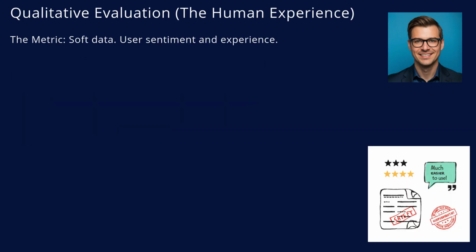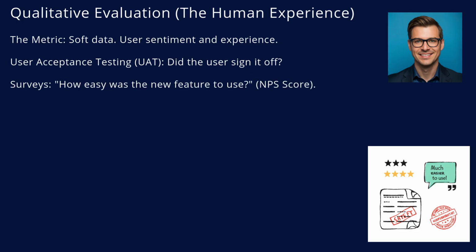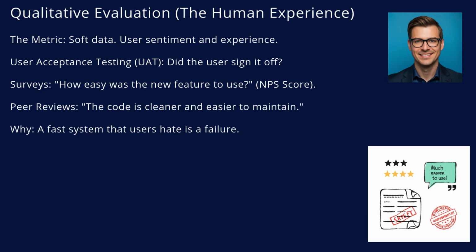Next is qualitative evaluation. Software is used by humans, so we must measure the human experience. This involves user acceptance testing, UAT. Did the client actually say, yes, this works? It involves surveys. You might ask users to rate the new feature. It involves peer reviews. A senior engineer telling you, this code is much easier to maintain, is a valid qualitative evaluation outcome. Remember, a system can be technically perfect, super fast and secure, but if users hate the interface, it is a project failure. S21 requires you to evaluate both sides.